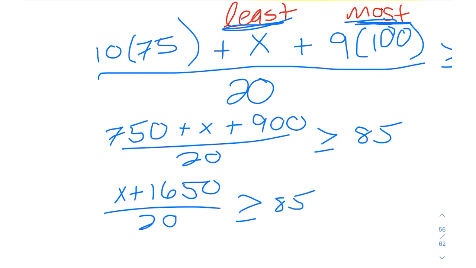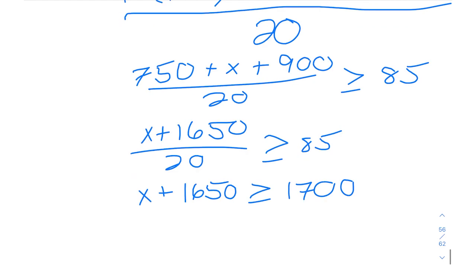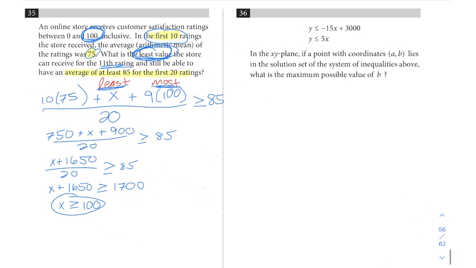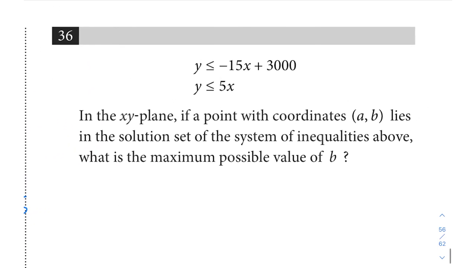Here, 750 and 900 is 1650, so we get x plus 1650 over 20, greater than or equal to 85. Multiply both sides by 20. X plus 1650 is greater than or equal to 1700. When we multiply both sides by 20 and subtract the 1650, x has to be greater than or equal to 100. And so the least possible value for x, if it's greater than or equal to 100, is 100 itself, and we would bubble in 100 for question 35.